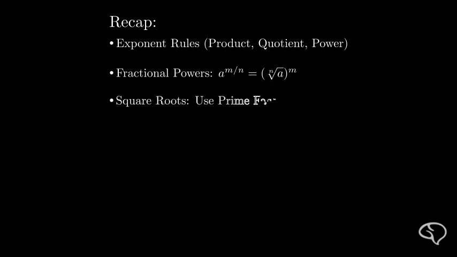Let's quickly recap what we've learned today. We started with a recap of exponents and their basic rules. We reviewed the product, quotient, and power rules for exponents. Then, we introduced the concept of fractional powers, showing how they are directly related to roots. We learned that a fractional exponent like m over n means taking the nth root and then raising the result to the mth power. Finally, we focused on square roots, their properties, and a reliable method for calculating them using prime factorization. We saw how to use prime factorization to break down a number and find its square root by pairing up the prime factors. You are now equipped to handle exponents and roots with more confidence.